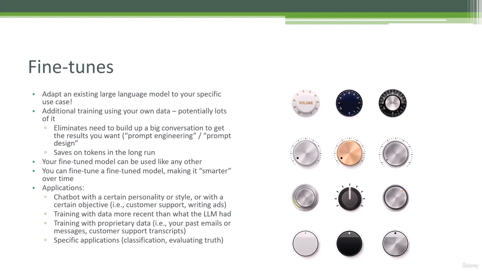Maybe you have proprietary data, like your own past emails or messages or customer support transcripts that you want to train the system with to make it sound like yourself or make it sound like a customer support agent or whatever else you can dream up. Maybe like a movie character or a TV character. We're going to do that in a minute. You can also use it for specific applications, like fine-tuning the model to do classification better, or evaluating whether a statement made is true or not, right? Imagine that. Imagine you could do a fine-tuning where you tell it whether or not given statements are true. You could give ChatGPT a concept of truth for once. That'd be kind of nice.